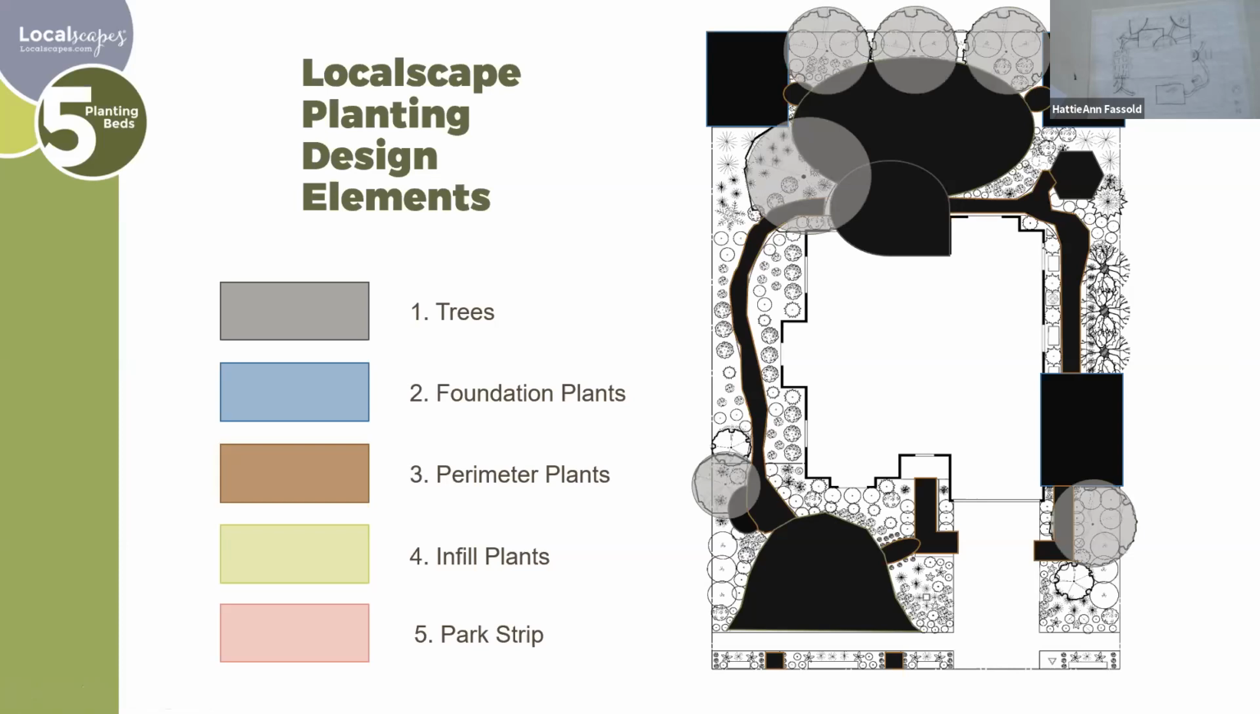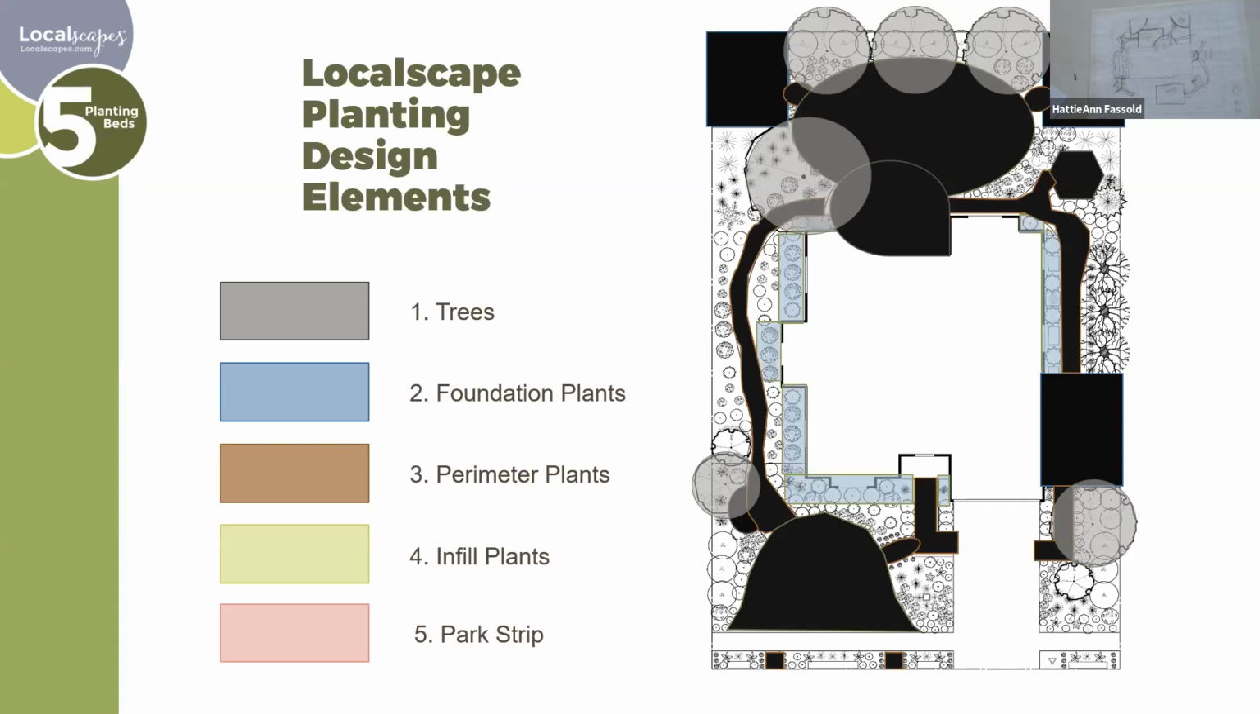So we have our trees highlighted here. The black is all the other elements, the Localscape elements. So it's showing you where all of your trees are. Those are the first thing you want to do, just because they can change the area so much with the amount of shade or the size of them, right?